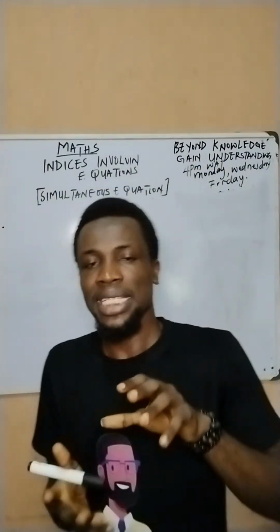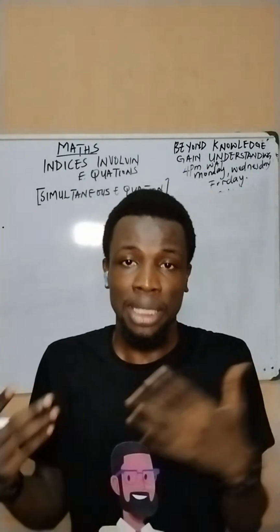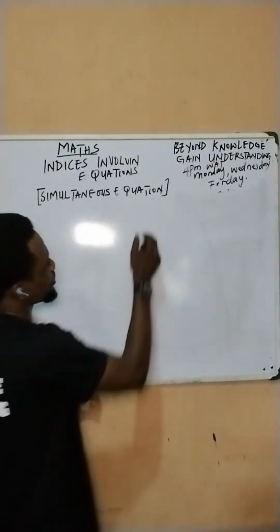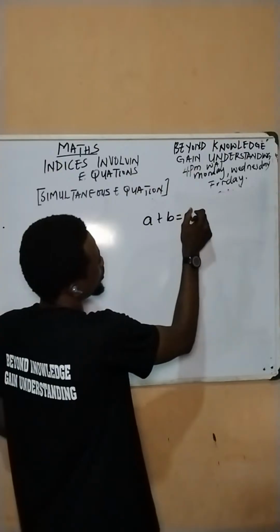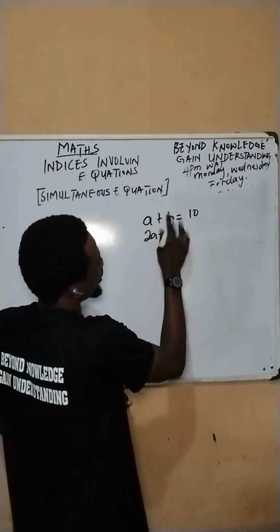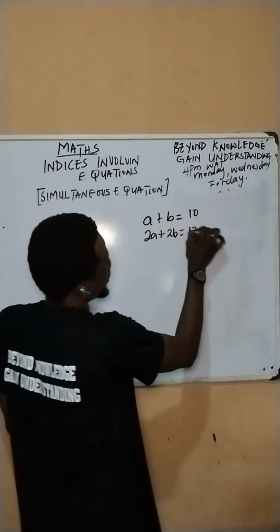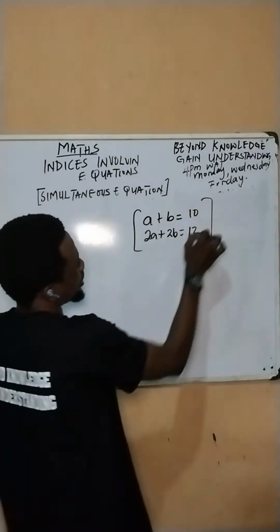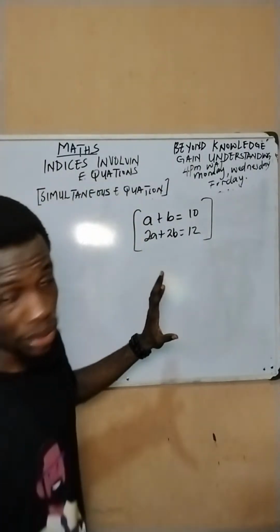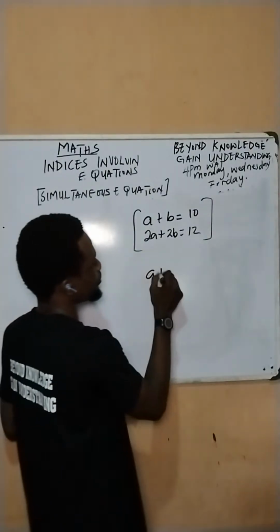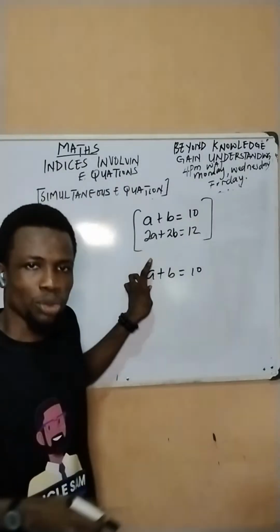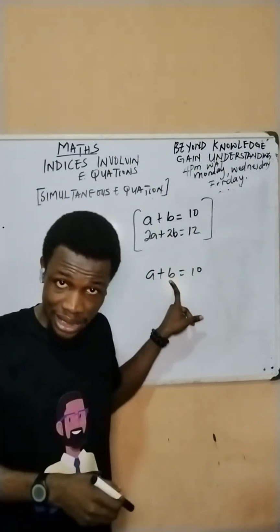If 2 or 3 things are happening simultaneously, it means they are occurring at the same time. And it's something of this form. If you have, let's say, a plus b equals 10, and then 2a plus 2b equals 12. These are 2 equations, and they are linear equations. But if I have just a plus b equals 10, I cannot get the variables a and b.